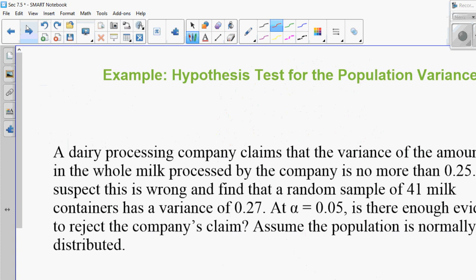A dairy processing company claims that the variance, that's sigma squared, for the amount of fat in a whole milk processed by a company is no more than 0.25. You suspect this is wrong. You find a random sample of 41 milk containers that have a variance of 0.27. At the alpha of 0.05, is there enough evidence to reject the company's claim? Assume the population is normally distributed.